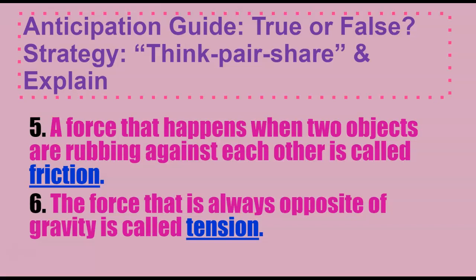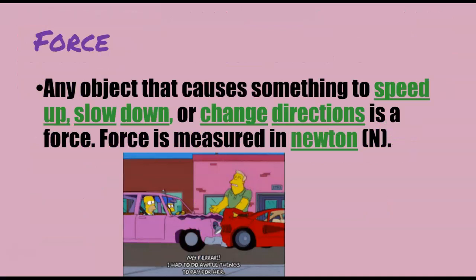Number 5, a force that happens when two objects are rubbing against each other is called friction. True or false? Number 6, the force that is always opposite of gravity is called tension. True or false? All right, let's flip back to the notes.